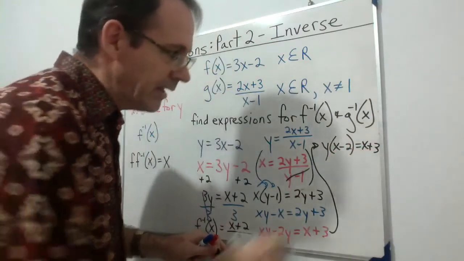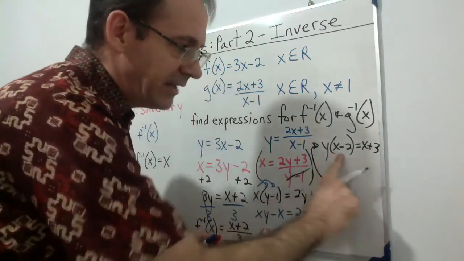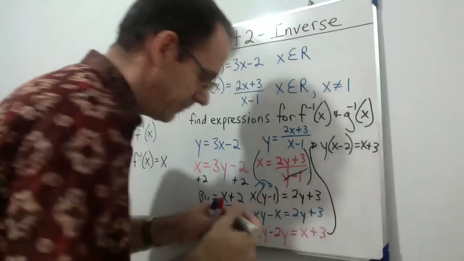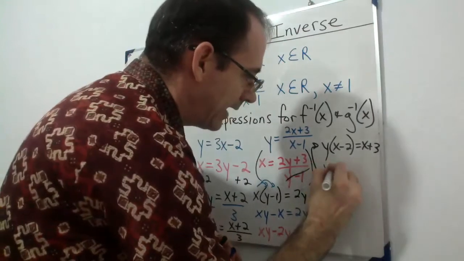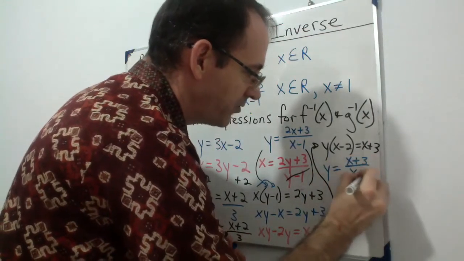Okay? Now that we have the y factored out, now we can divide this x minus 2 that we don't need over to the other side, and it becomes y equals (x plus 3)/(x minus 2).